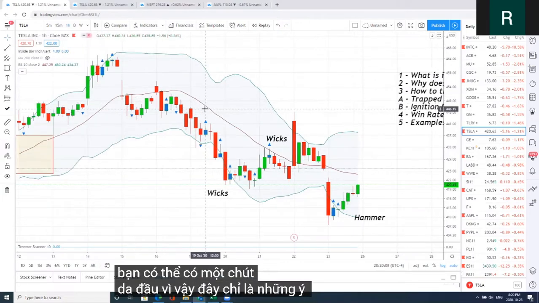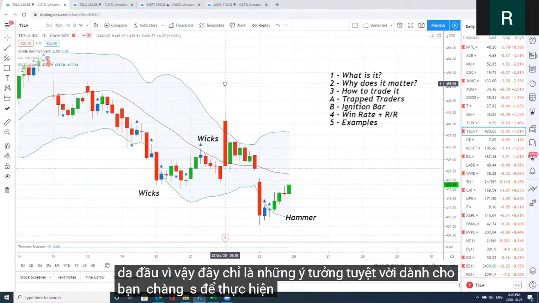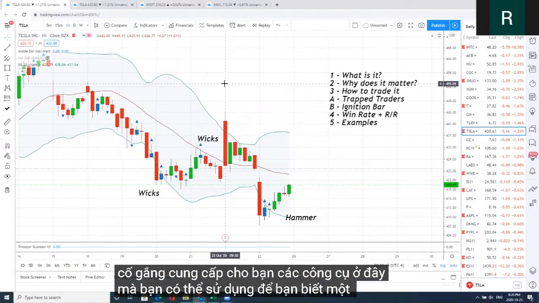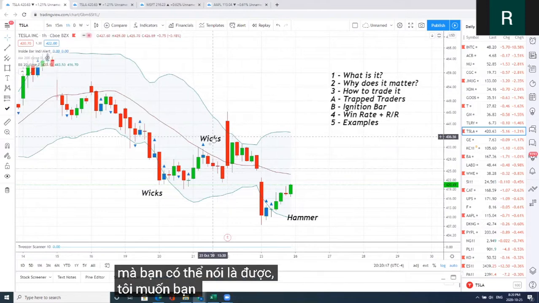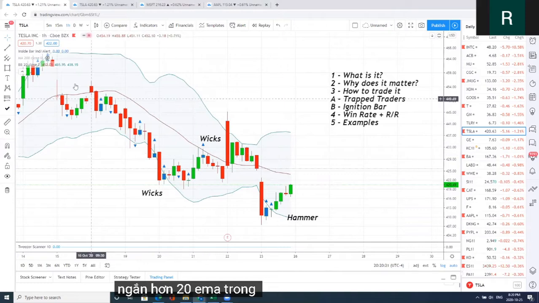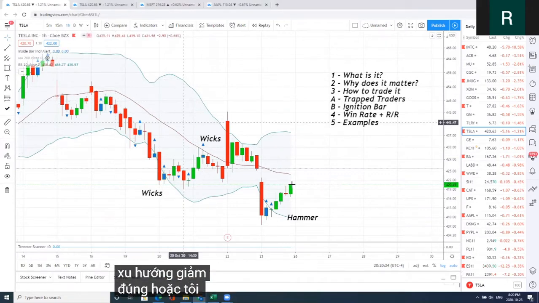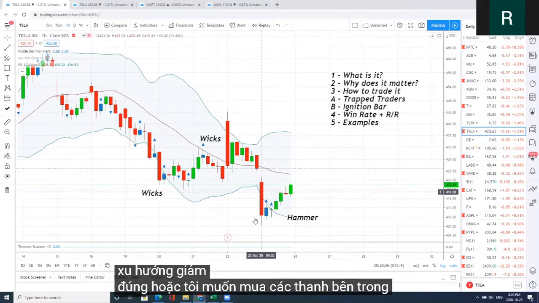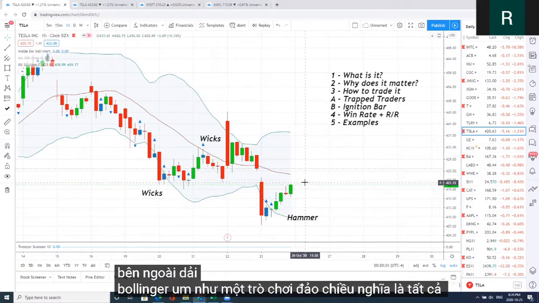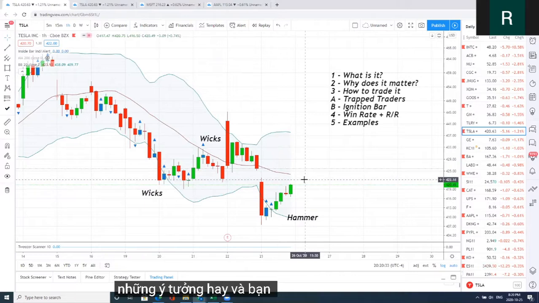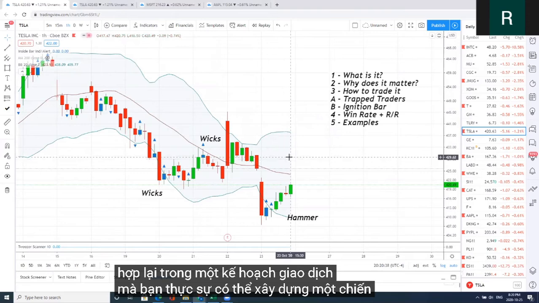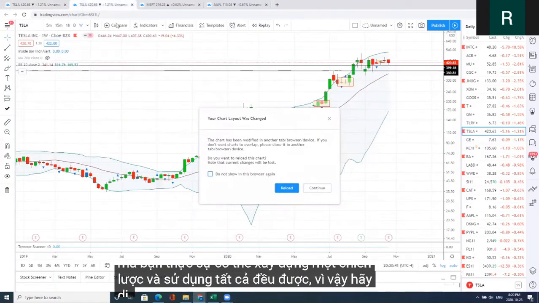So these are just great ideas for you guys to take and build a strategy around. I'm trying to give you the tools here that you can use. So one example you could say is, okay, I want to short inside bars that are up against the 20 EMA in a downtrend, right? Or I want to buy inside bars outside the Bollinger Band as a mean reversion play. Those are all good ideas that you can put together in a trading plan and build a strategy around and use. All right, so let's move on to the other chart here.